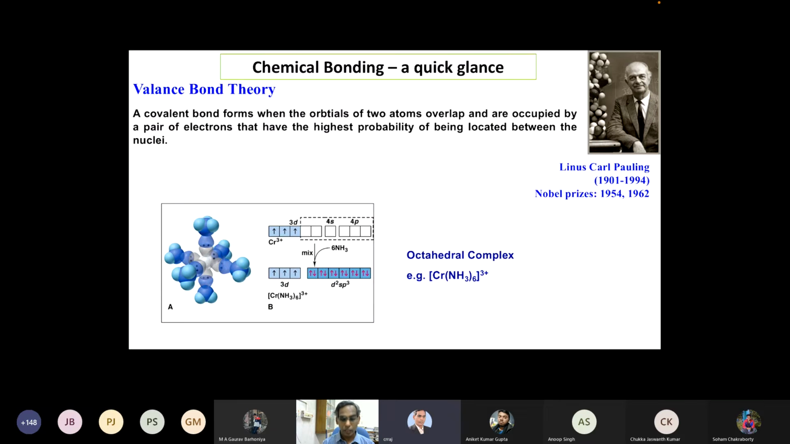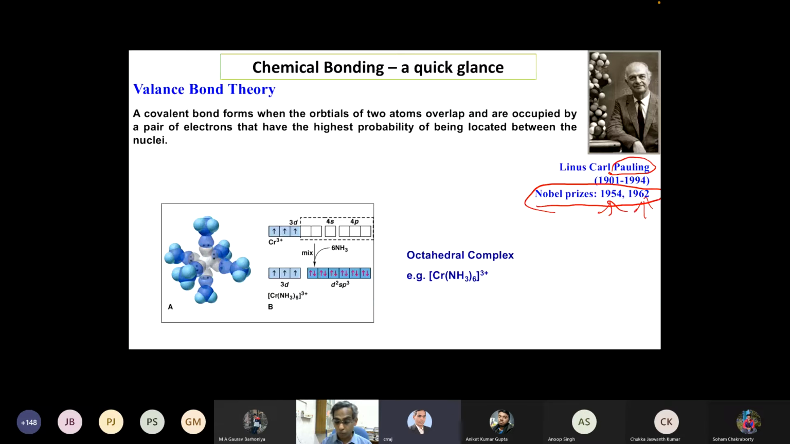Okay, now look here. Now what we have is valence bond theory, simply say VBT. So the bond formation, according to Pauling, who received the Nobel Prize twice, in 1954 and 1962. Okay, let's not go into that. We don't have much time for that.